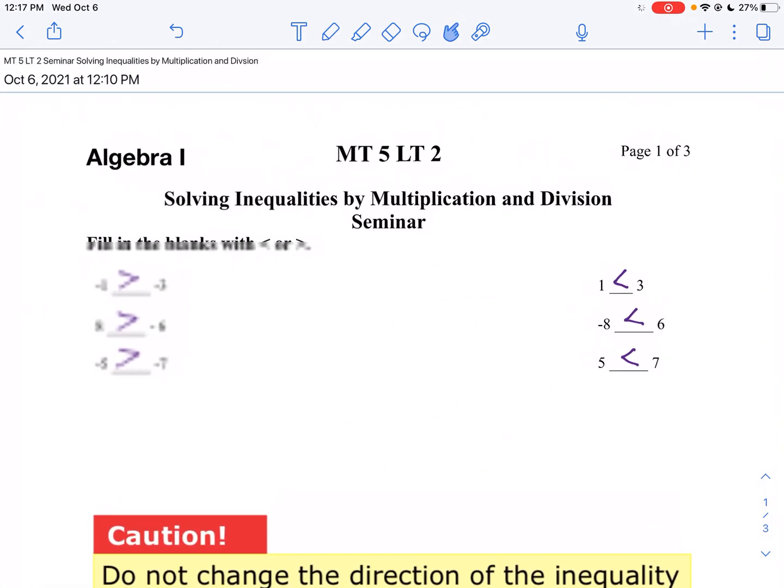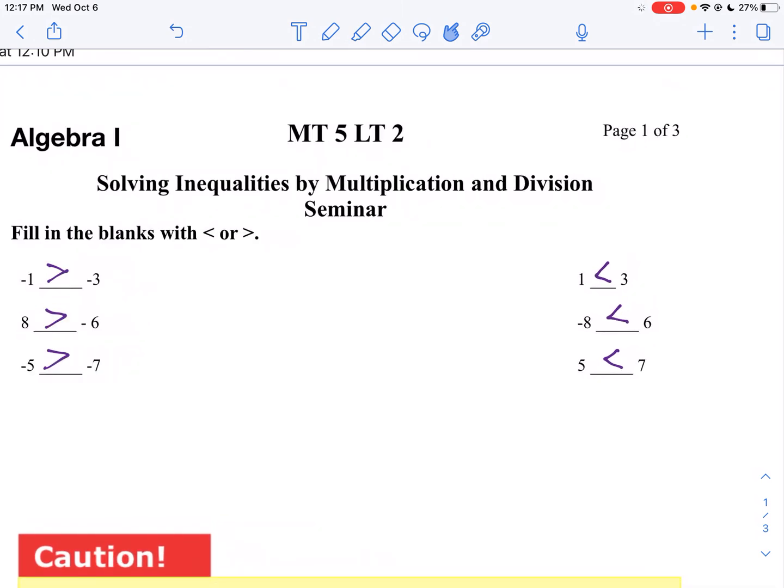Do you see a pattern here? First off, everything on the left was greater than, everything on the right was less than. Also, the column on the right is the opposite of the column on the left. That is, we just took the opposite numbers. I went from -1 to +1. I went from -3 to +3. That's the big difference between an inequality and an equation.